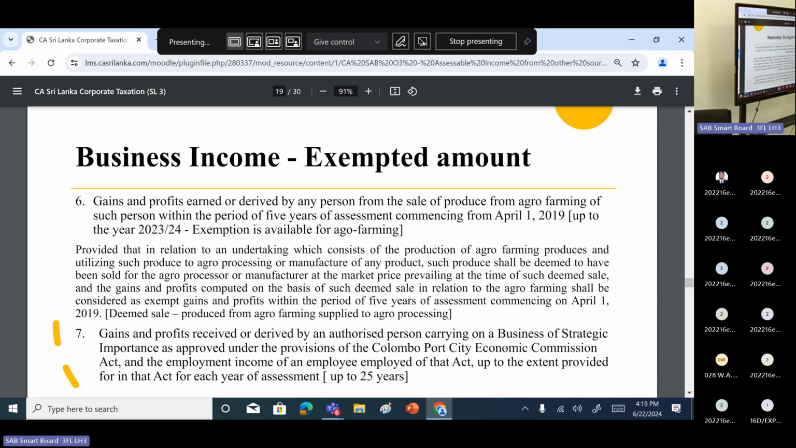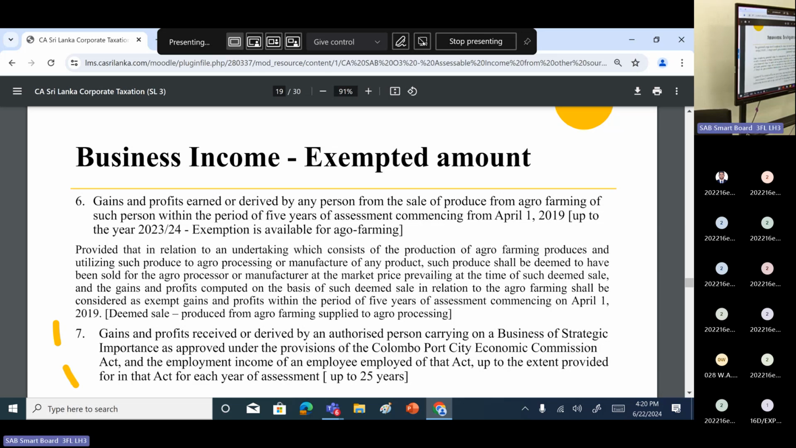But the processing is like, you know, say we have cinnamon. Maybe that's a state which we harvest the cinnamon, the basic agro produce, and there we do some sort of processing and manufacturing of cinnamon oil or cinnamon powder. That is processing. So that is not exempted, but the farming part is exempted.